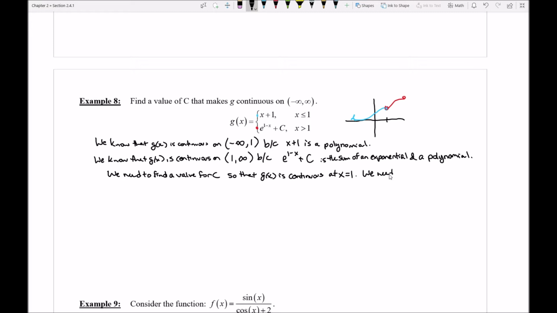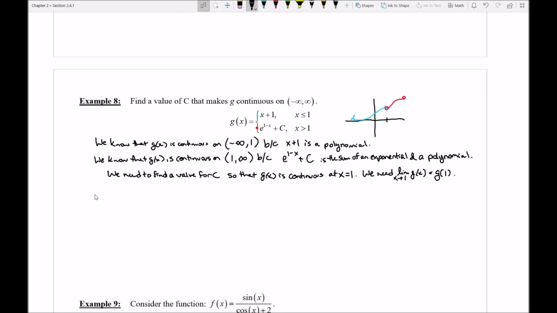And in order to show that, we need the limit of g of x as x approaches 1 to be equal to g of 1. Now, we can see again that we've already shown that it's continuous everywhere up to 1 and everywhere after 1, so 1 really is the only point that's in question. So let's take a look at each of these things, see if we can calculate them, and see what we come up with.